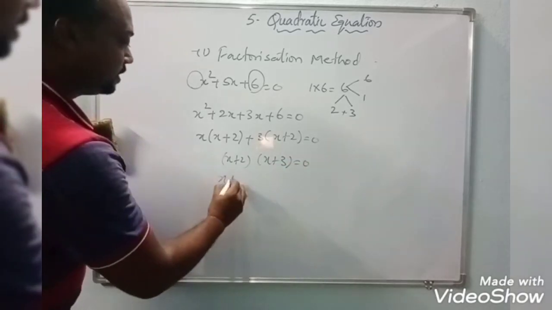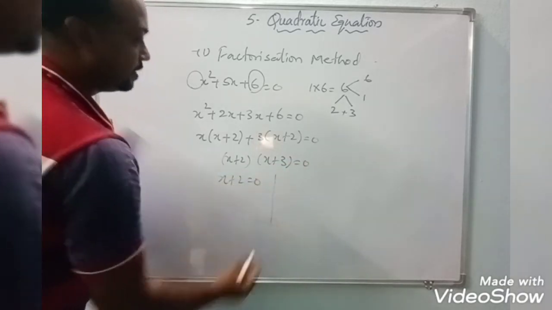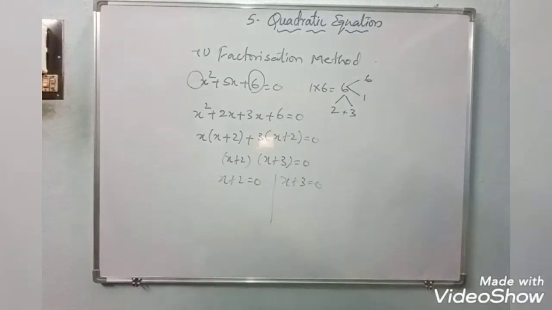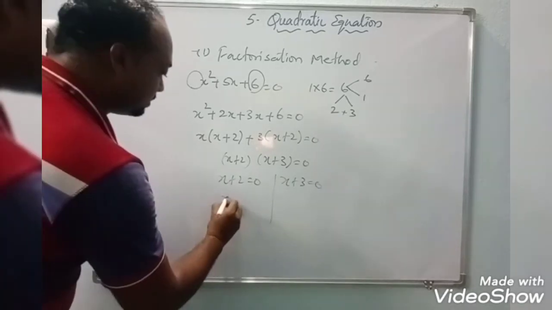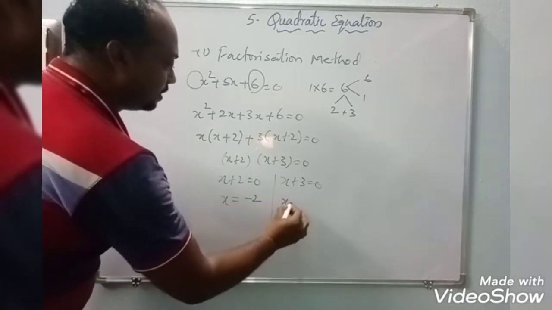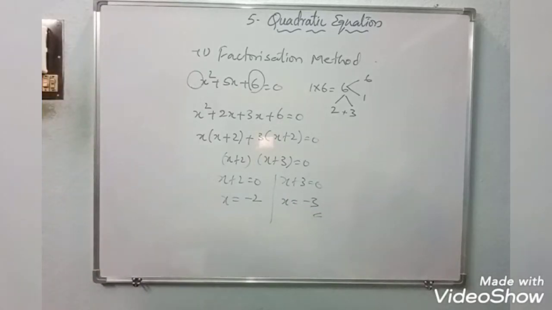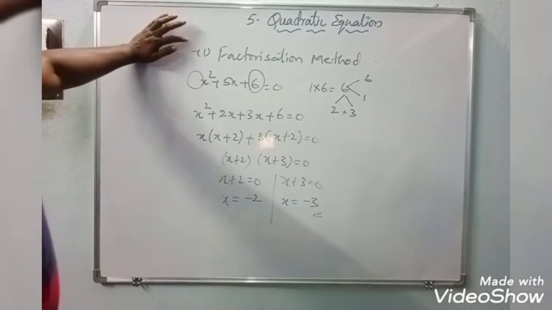Then x plus 2 is equal to 0 is the first equation, and here x plus 3 is equal to 0 is the second equation. So I can write here x is equal to minus 2, x is equal to minus 3. So like this we are finding the roots of your equation by using the factorization method.